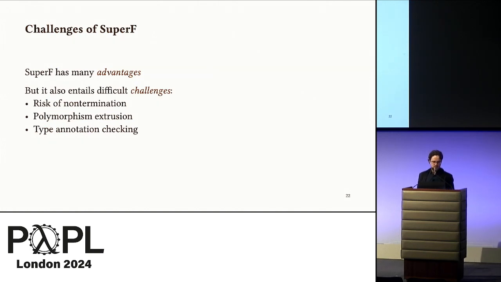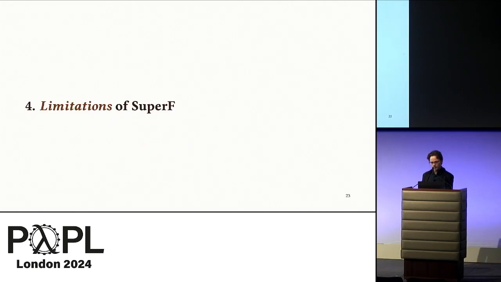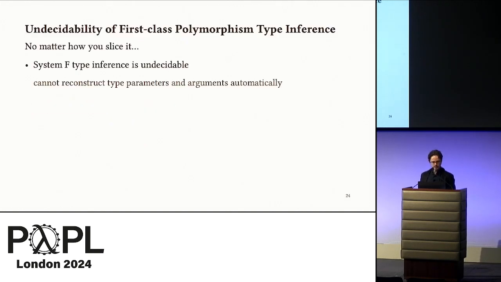Okay, so what are the challenges of implementing SuperF? There are many challenges. There is some risk of non-termination if you solve constraints in a naive way. And there's a risk of polymorphism extrusion. It's not clear how to type check annotations. So actually, I don't have time to explain how all of these are solved. So look at the paper if you're interested.